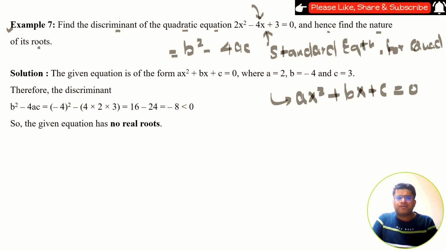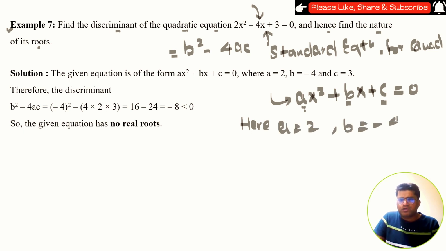After comparing the given equation and the standard equation, what can you find? You can easily find the value of a, b and c. Then what you find here: a is equal to 2, b is equal to minus 4 and c is equal to plus 3. Now you find the value of the discriminant.